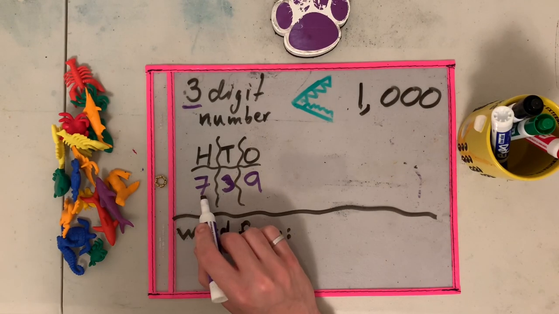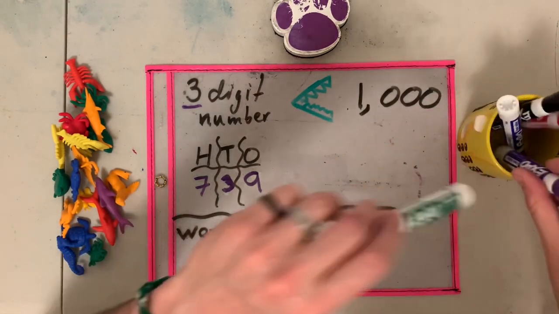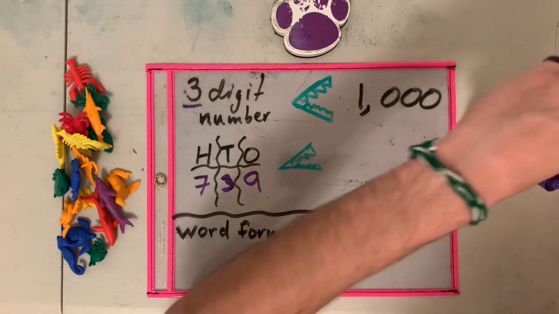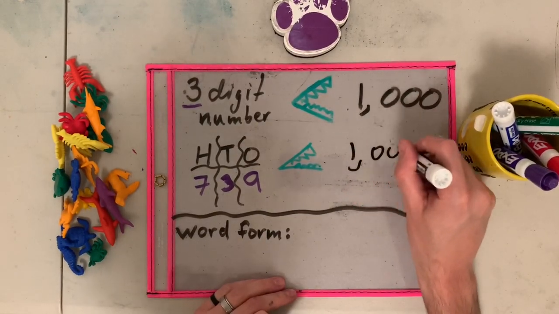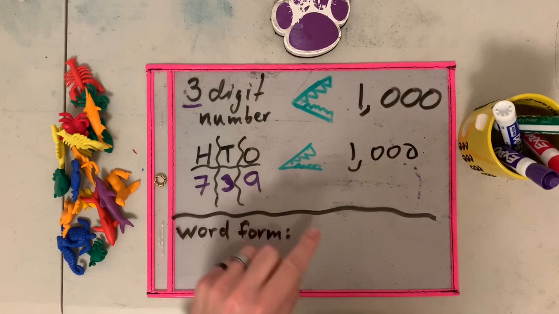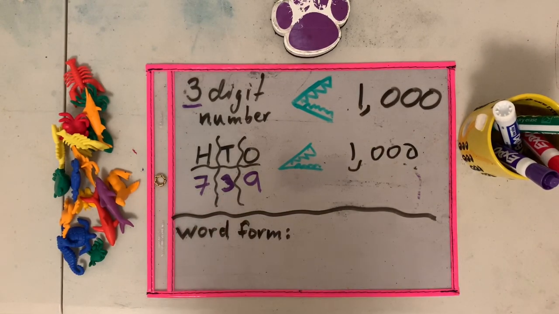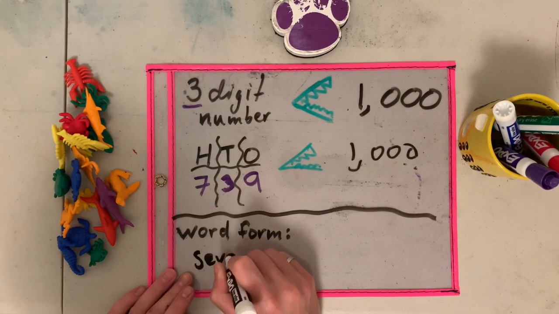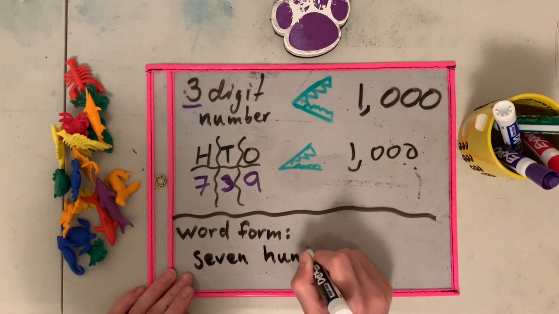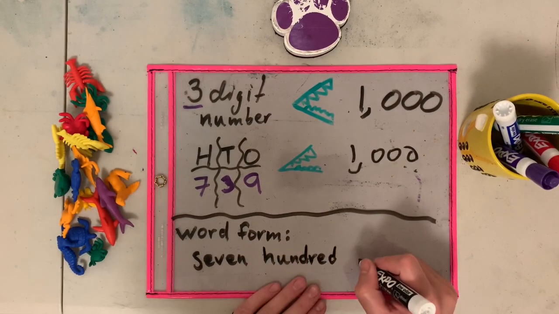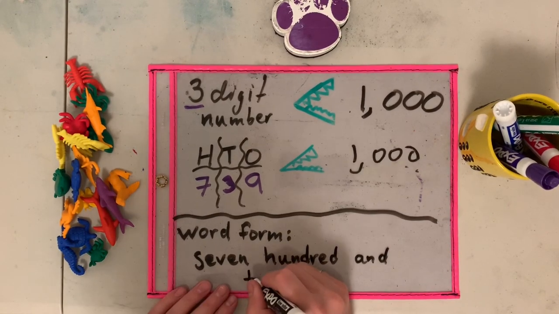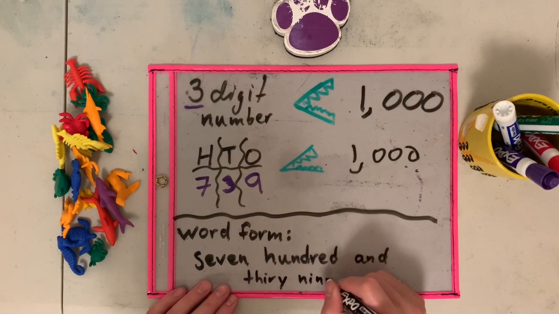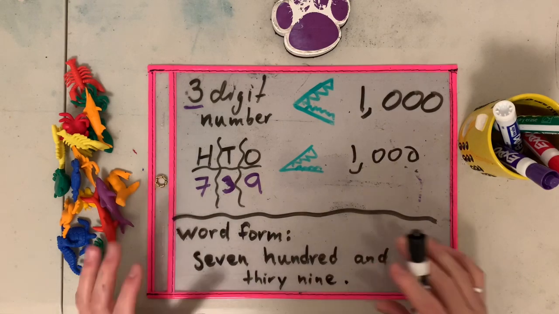So 739 is less than 1,000. Okay? 739 is less than 1,000. And now I'm going to do this number in word form. So we have 739. Okay? This is all of this part.